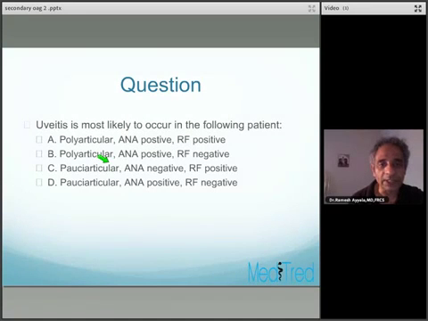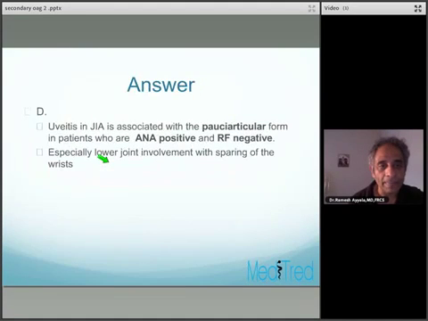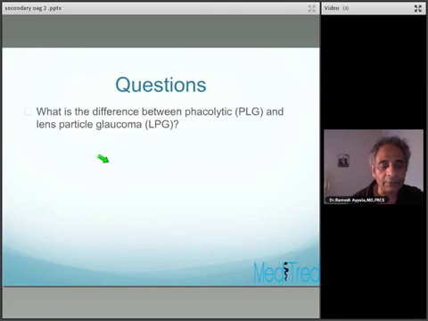Uveitis is most likely to occur in the following patient. Which is the correct answer, A, B, C, or D? Obviously, the correct answer is D, pauciarticular, ANA positive, rheumatoid factor negative, especially lower joint involvement with sparing of the breast, is associated with this condition from an ophthalmic point of view.